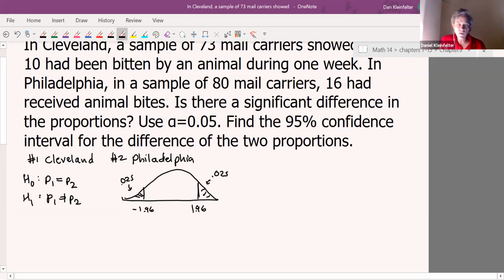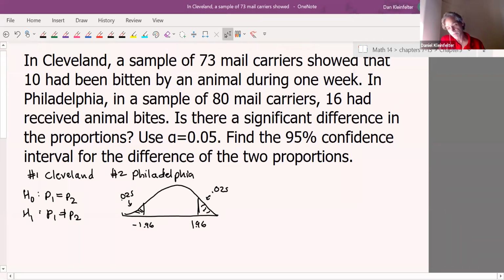Okay, so then the next thing we're going to need is all of the ingredients for our test. So that will be our P1 hat. Okay, that is 10 out of 73. Okay, we'll get a decimal in a minute. We'll have P2 hat. That is 16 out of 80. And that is 0.2. Okay, and so 10 out of 73.